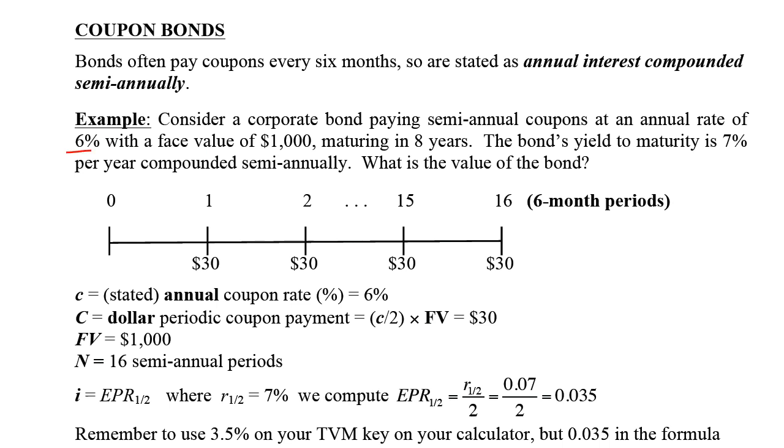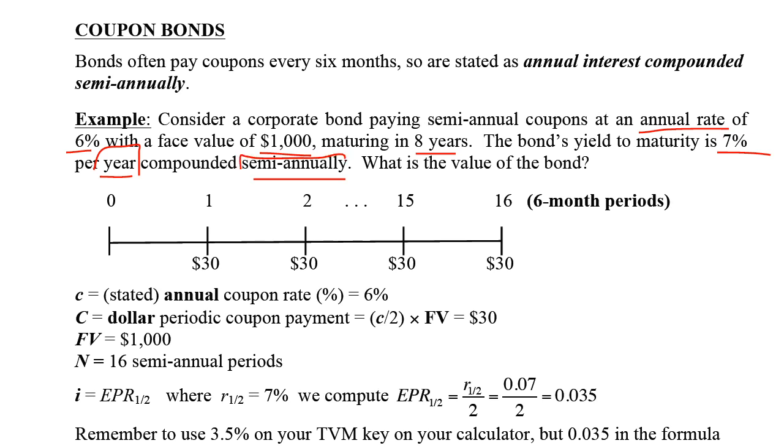So you see how it says this? Annual rate of 6% with a face value of 1,000 maturing in 8 years. So you're told that the yield to maturity is 7% per year compounded semi-annually. See how those are different? Year and semi-annual, that's how you know this is a stated rate.